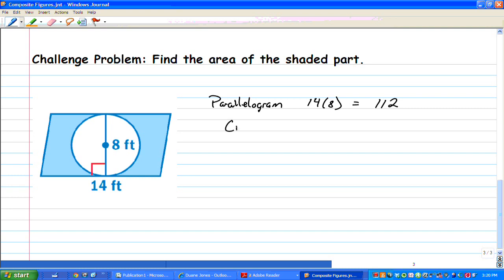Now the circle, for that, the area is pi r squared. So I have pi, the radius is 4 squared, because it's going to be half what was given to you as the diameter. And this part is 50.24. I'm using 3.14 for pi, by the way. Subtract these, and I get 61.76 feet squared.